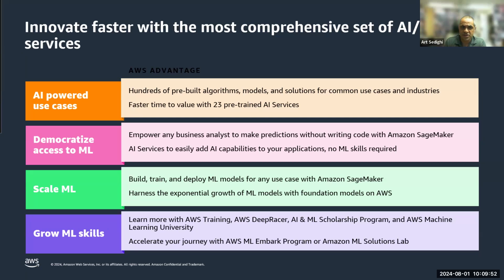Third, you can easily scale ML with AWS. Amazon SageMaker allows you to build, train, and deploy ML models for any use case. As we continue to see the exponential increase in sophistication of ML models with an increasing number of parameters, you can build your own or access open source foundation models on AWS through Amazon SageMaker. And last, we're committed to helping you grow your ML skills at your organization and educating the next generation of ML developers with a whole host of resources from AWS training to AWS DeepRacer to our AI and ML scholarship program and AWS Machine Learning University. You can also further accelerate your journey with AWS ML Embark and AWS ML Solutions Lab.